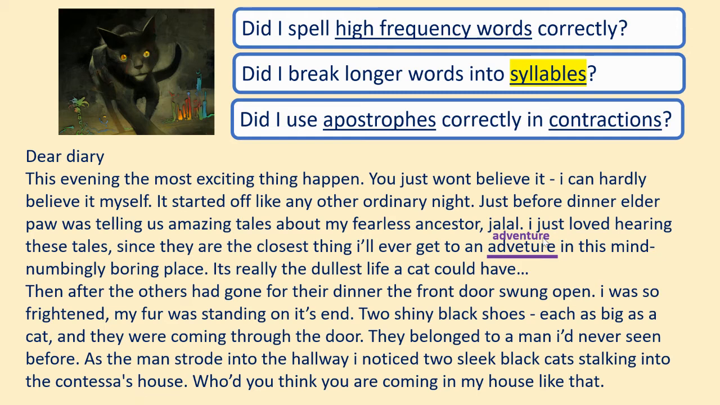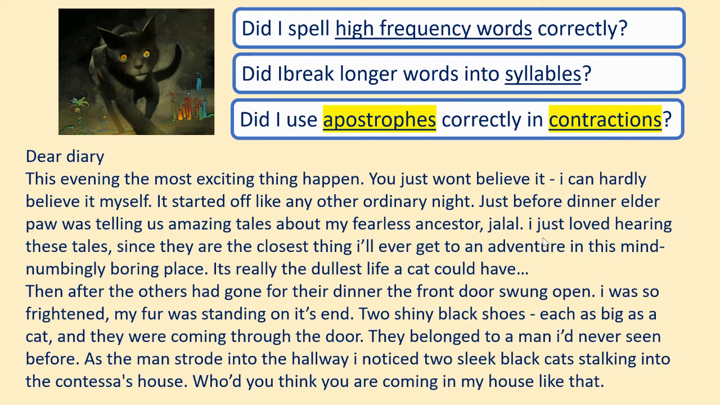Now I've got quite a few contractions, and I haven't correctly used my apostrophe. So won't is a contraction of will not, and it's this apostrophe for the missing letter that we're missing. Won't. And anymore? Yes. So this is its, and it should be it is. We're missing the I there, so it's really. It is the dullest life a cat could have.